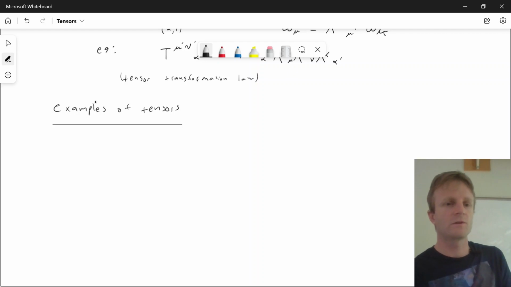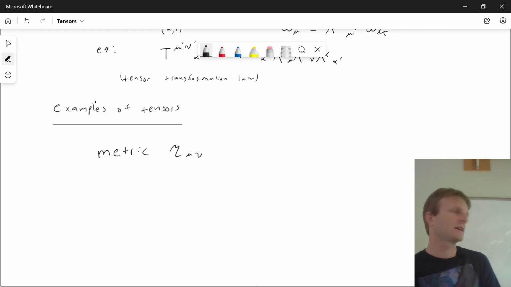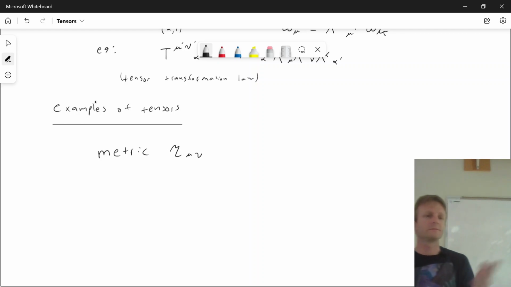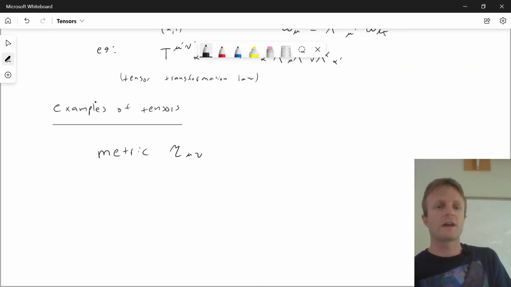And there's one we've been talking about a lot, or a little bit anyway: the metric. We called it eta mu nu, and we just said it's an object with two slots. We often wrote it as a matrix, but it's not really a matrix, because it has two lowered indices. It's really a 0-2 tensor, so it's got 0 upstairs.